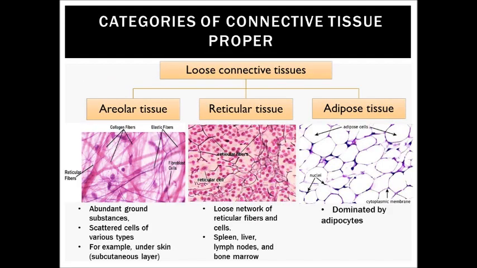Here, I included the image of loose connective tissues. You can see that all these tissues have more ground substance and less fibers.